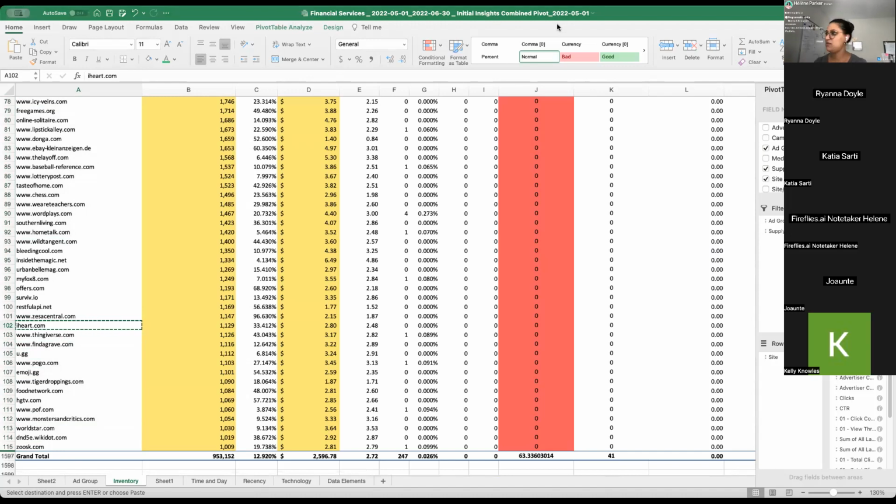Oh, you guys cannot see my screen, can you? All right. I think I only share two. Yep, it's only sharing. Let me see. What am I sharing?